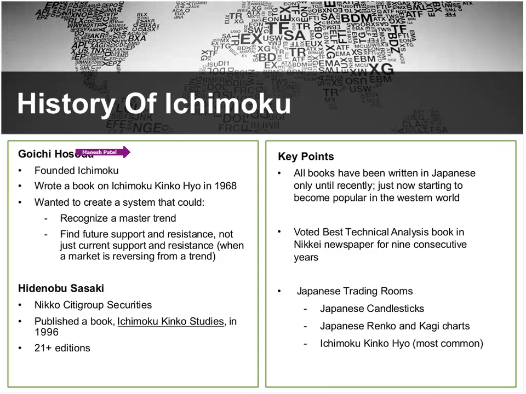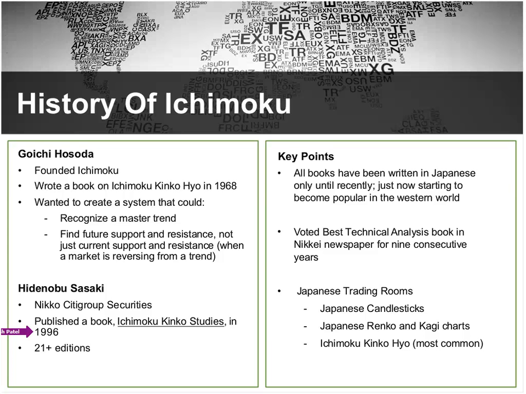So he created a system where you could find support and resistance very easily and very, very fast. It really didn't become popular until 1996, when Mr. Sasaki from the Nikkei Citigroup Securities published a book called Ichimoku Kinko Studies. Today it's in its 21st edition, and the book became very popular in Japan, to the point that a lot of Japanese traders today use Ichimoku to trade the currency market and also the Nikkei market.